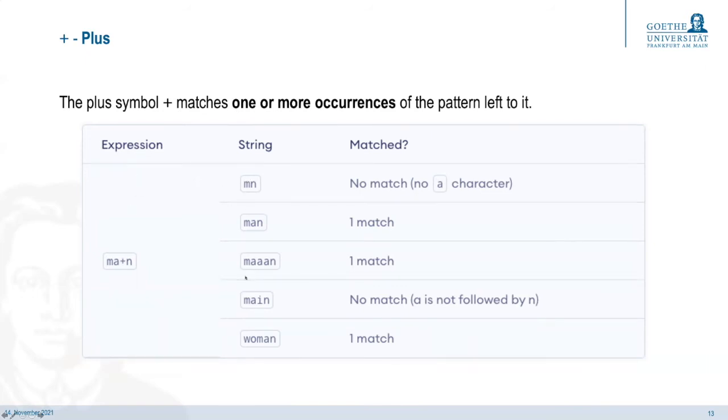If we go through the examples, the string MN would yield no match because the letter A is not included. In the case of the word man, there is a match. In the case of the word man written with 3 A's, we have a match. Same as before, in the word main, we have no match because the letter A is not followed directly by the letter M. And in the case of woman, we have a match.